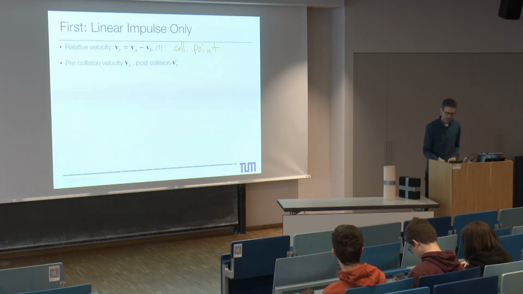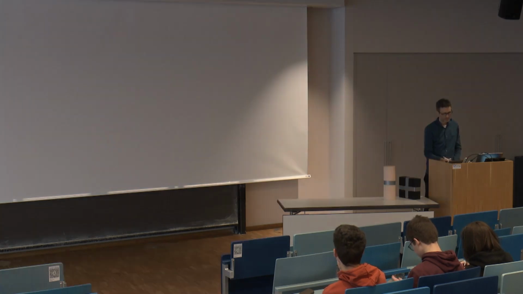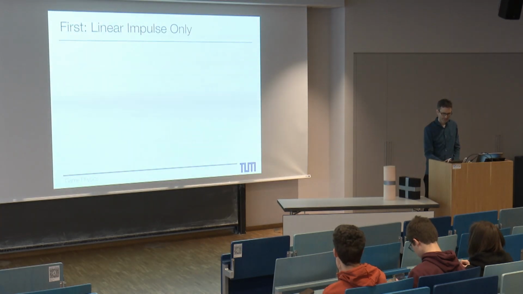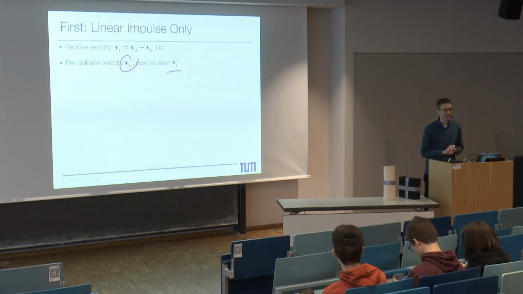And then we have two important quantities, namely the velocity before the collision and then the correct updated one after the collision. This one should be negative, going into each other, and this one should fix this in a physically accurate manner.